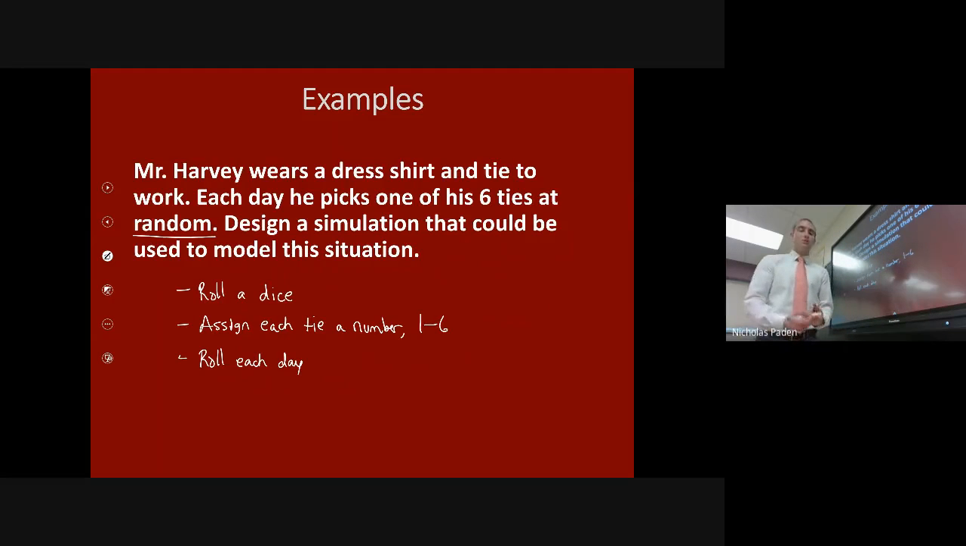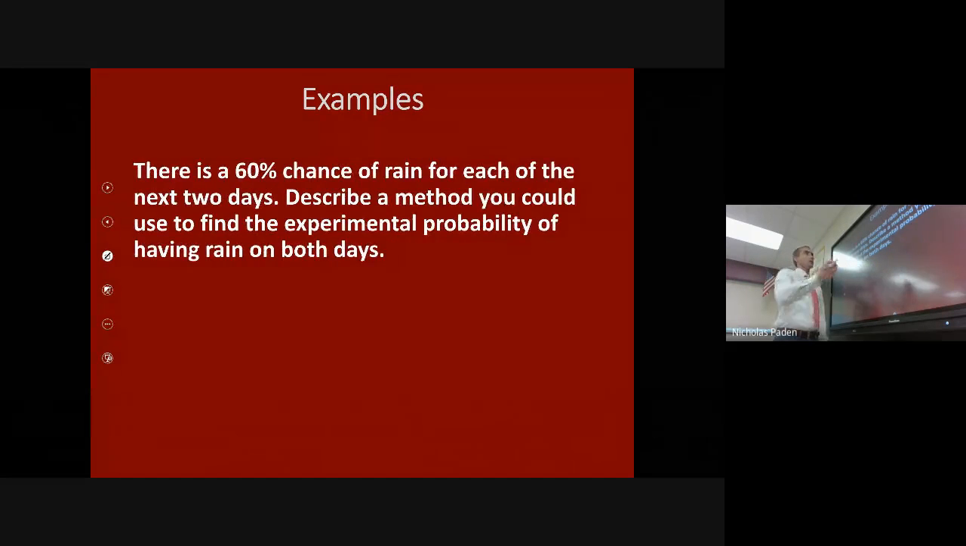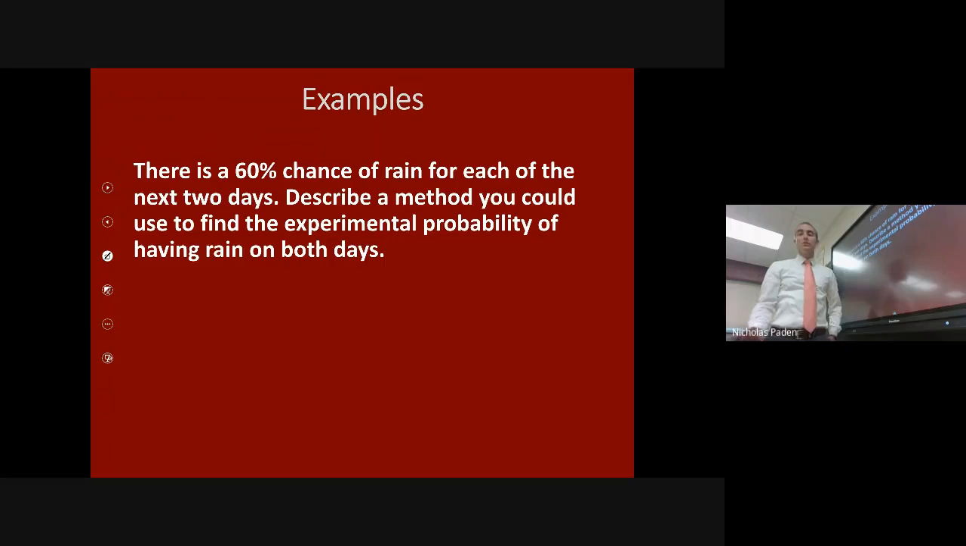You could do a spinner with 6 equal sections. You could do a random number generator. But if there are exactly 6 and it's random, choose a die because that is giving you 6 different options. So those first 2 deal with if the probabilities are random, if they're the same for everything.